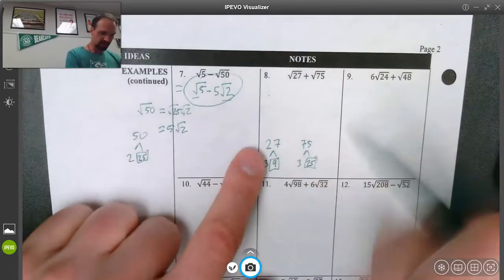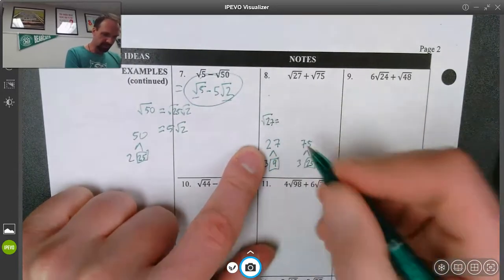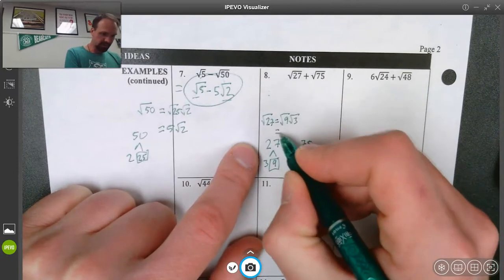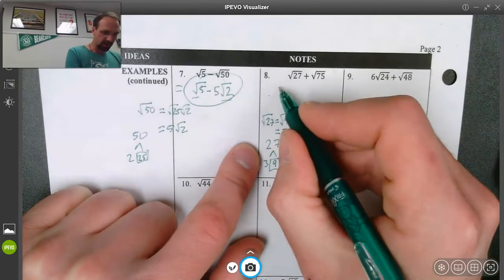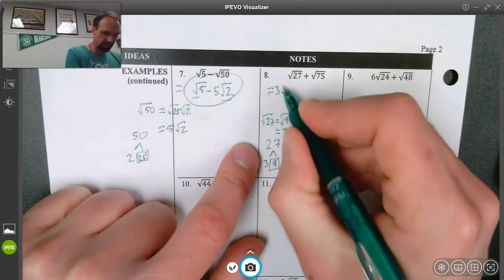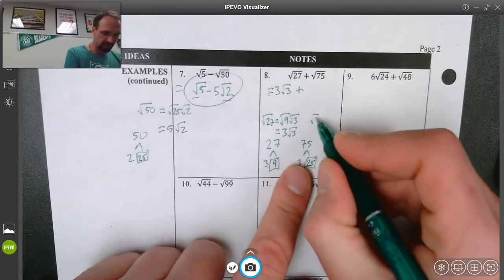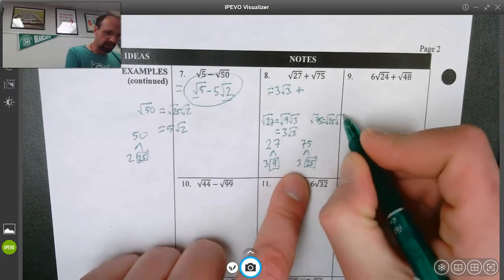I like to actually simplify it up here. So the square root of 27 is equal to square root of 9 times square root of 3. And we know the square root of 9 is 3. So that's going to be 3 radical 3. So here we have 3 radical 3 plus, and then for this one, I'm going to do the same thing with 75. So that equals square root of 25 times square root of 3.